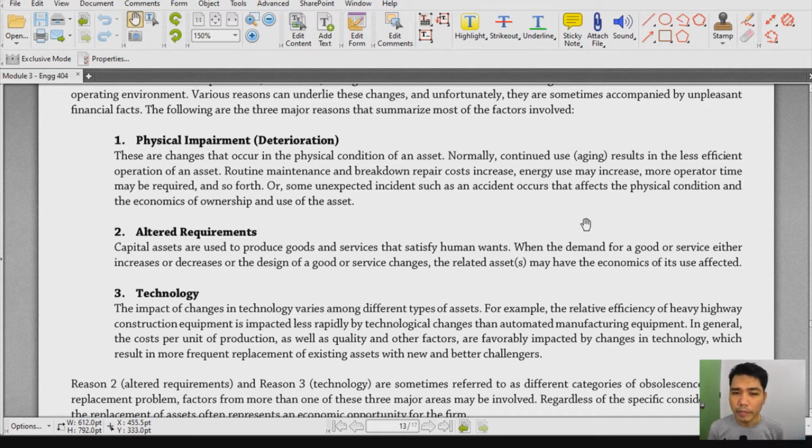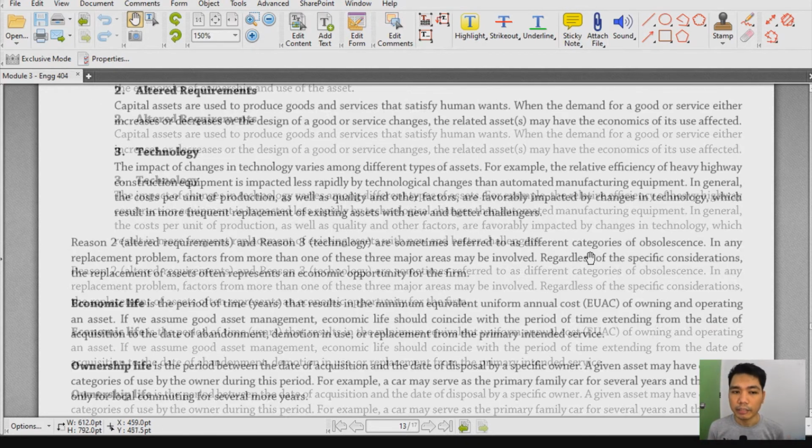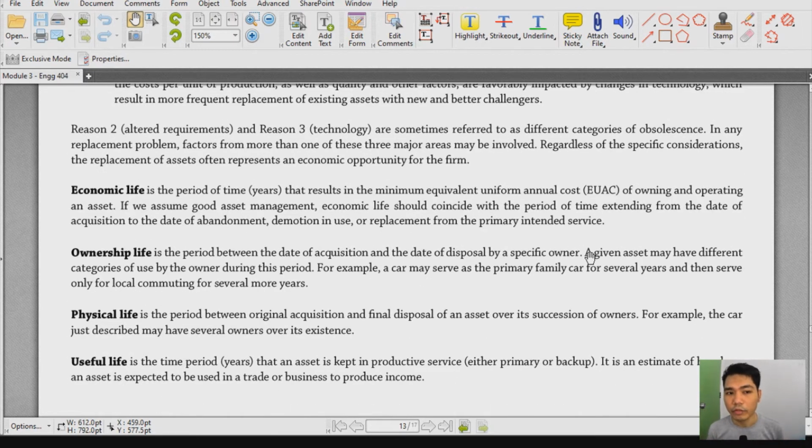What is the basis of our computations with all of these physical impairment, altered requirements, technology that are considered in replacement studies? In essence, we have to consider the economic life, the ownership life, physical life, and useful life of a certain asset. Now remember, in replacement studies, we have what we call the defender and the challenger.